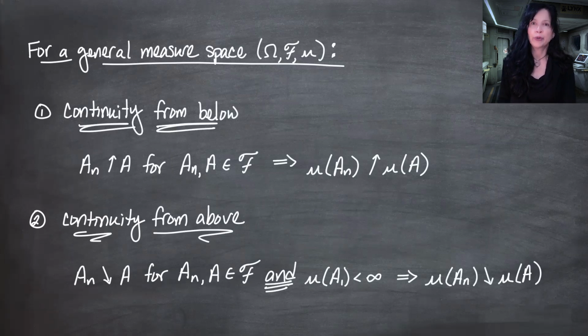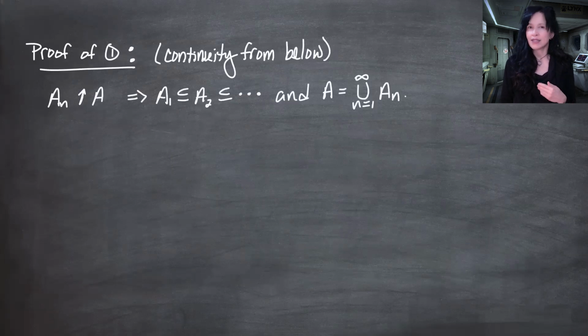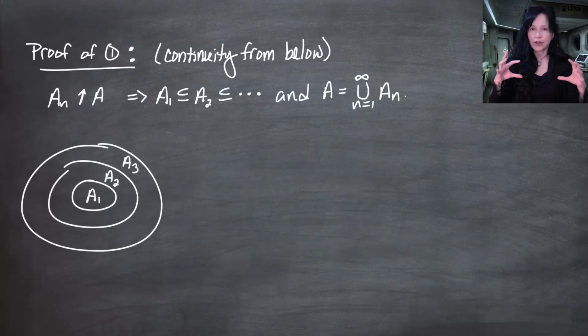I'm going to even do a quick recap of continuity from below. Suppose I have a sequence of sets An increasing to a set A. This means that A1 is contained in A2, is contained in A3, etc. And let me draw a picture here. They're increasing to the union of all of these. Hopefully this stops somewhere, I don't know. Could be getting bigger and bigger and bigger, but they're increasing to the union, and the union may end up being the full omega.